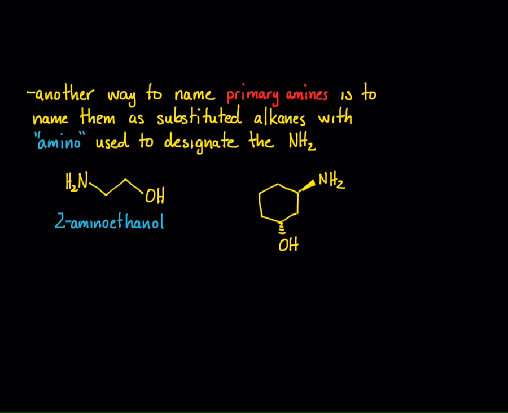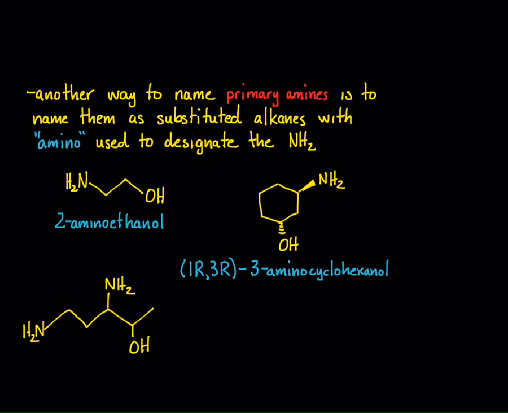As for the carbon with the nitrogen, the nitrogen gets the highest priority, followed by the carbon at the bottom, followed by the carbon to the left, and it's rotating in a clockwise manner. The hydrogen's going back, and so this is also R. And therefore, this would be named 1R, 3R, 3-aminocyclohexanol.